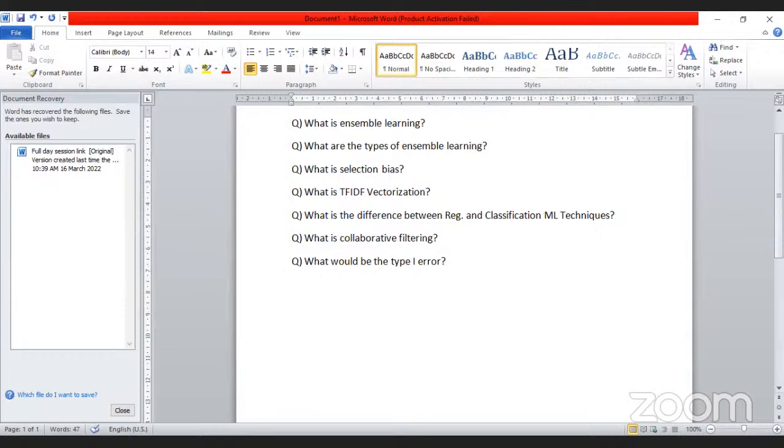So did you understand now what the type 1 error is? It means rejecting the true condition that we have, and accepting the alternate hypothesis. That is the type 1 error.